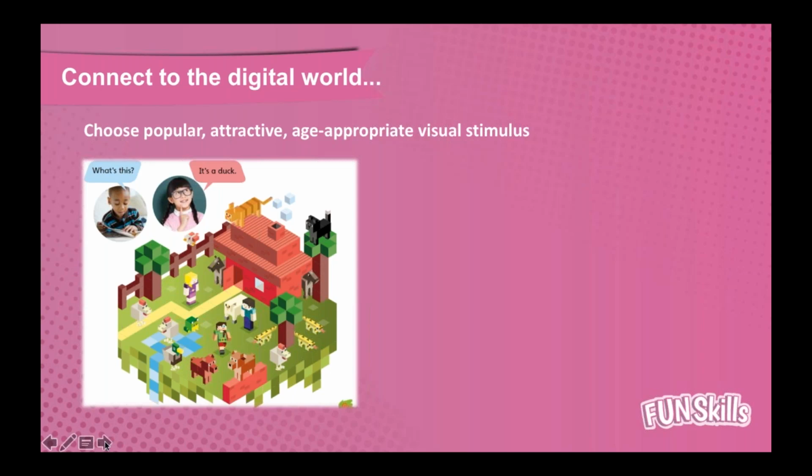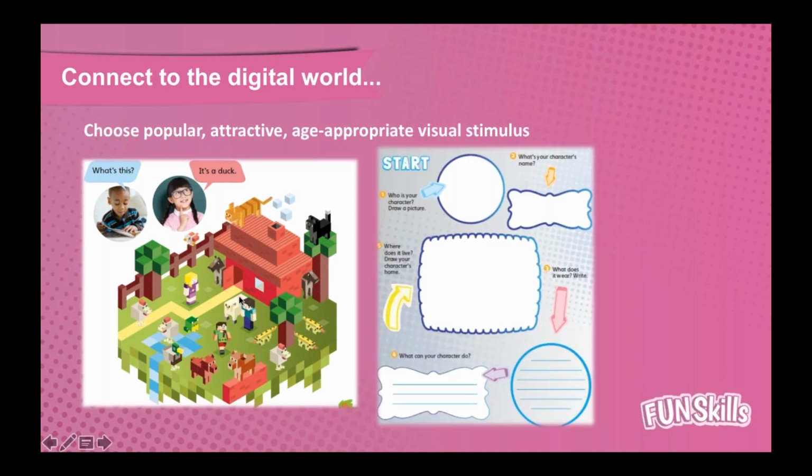Okay, so let's have a look at another idea. So for example, children play on games, so they could decide their own character. So here's a guide for the children to draw their own. If you have a look, we've got start here, who is your character, and draw your picture. They think of the name of their character. What does your character wear? And number four, we've got what can your character do? So it could be, does it have superpowers? Can they fly? Can it climb like Spider-Man?